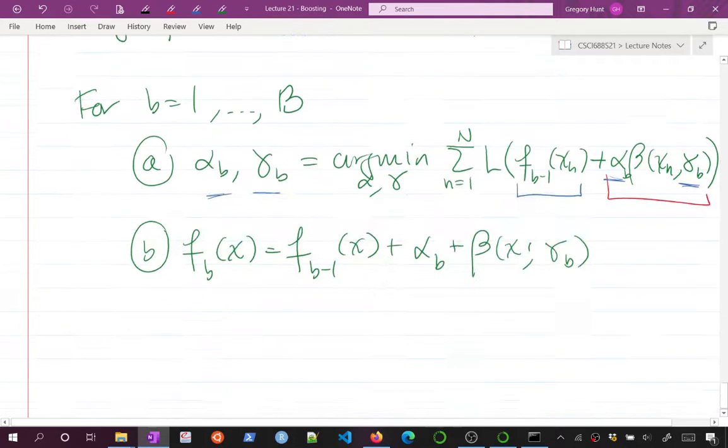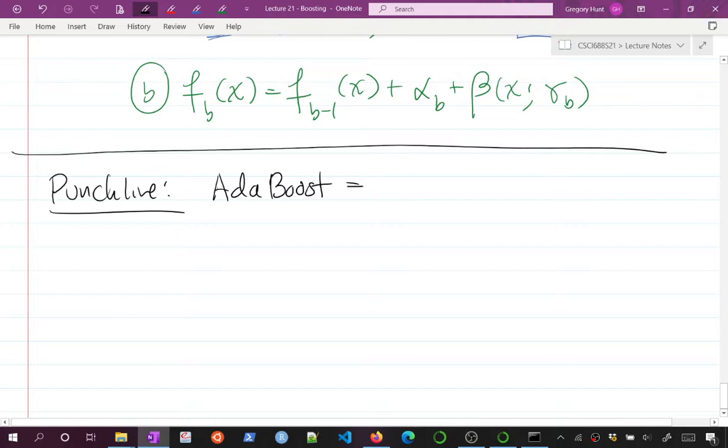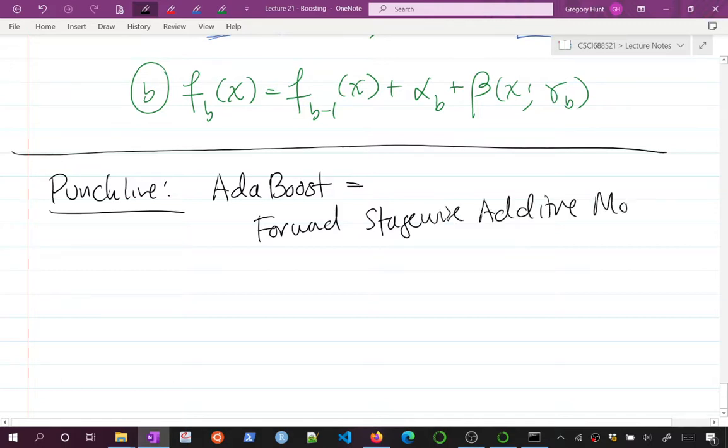So the punchline, having made enough connections here, is that Adaboost is what's called forward stagewise additive modeling, where we add up one at a time, with L as an exponential loss.